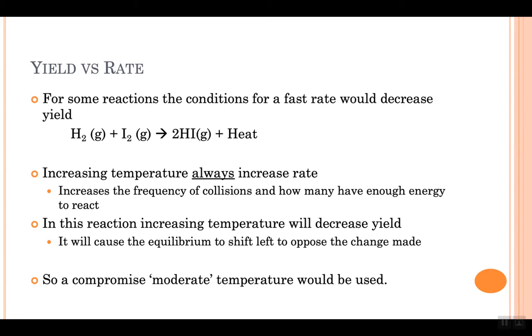For a high rate, you might want a temperature of about 400 degrees. For a high yield, you might want a temperature of about 20 degrees. You'd go somewhere in the middle. You'd end up with a moderate temperature of 100 to 200 degrees because you're meeting in the middle and compromising.